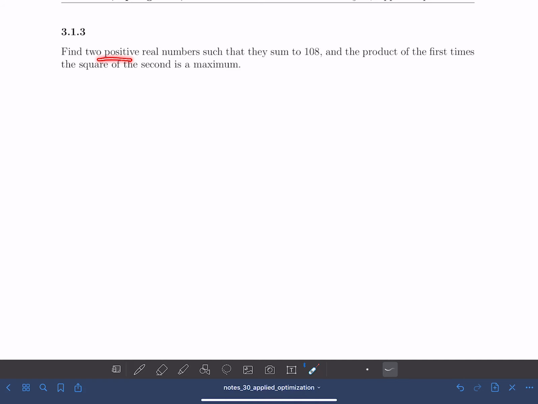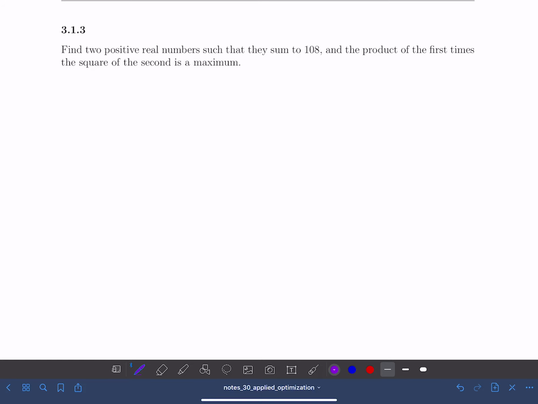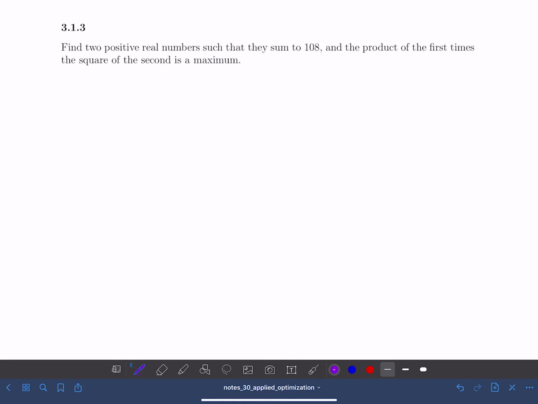Find two positive real numbers such that they sum to 108 and the product of the first times the square of the second is a maximum. Let's name things. The very first thing that I do when I get an animal from the shelter to adopt, to keep me company, is I name it. Two positive real numbers.